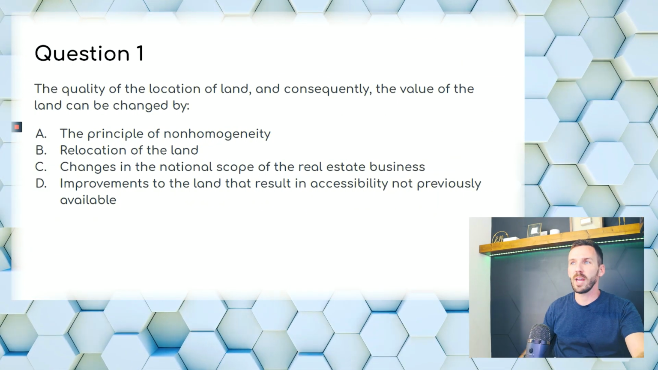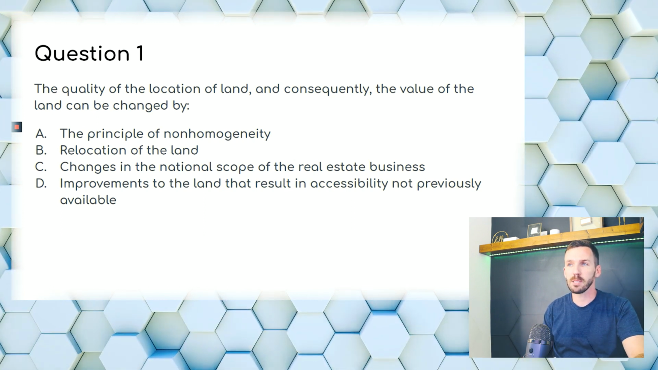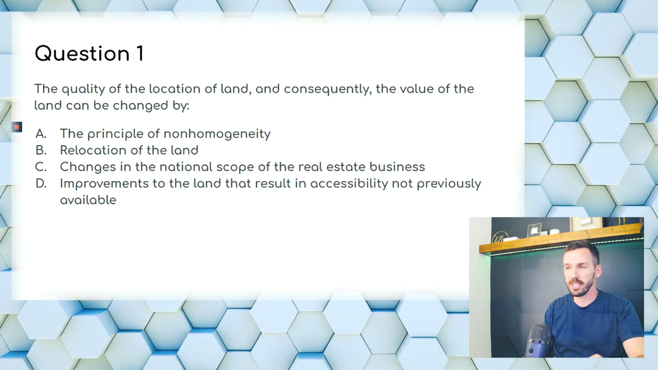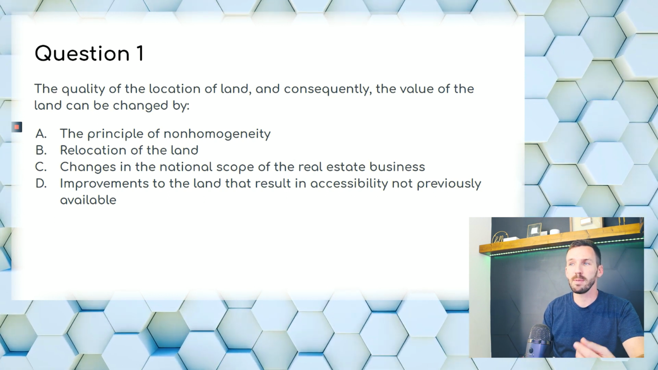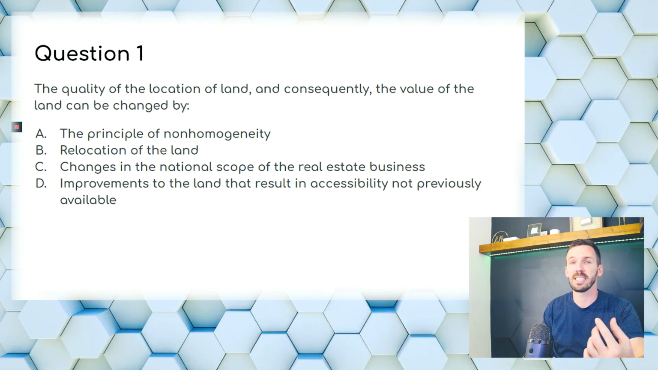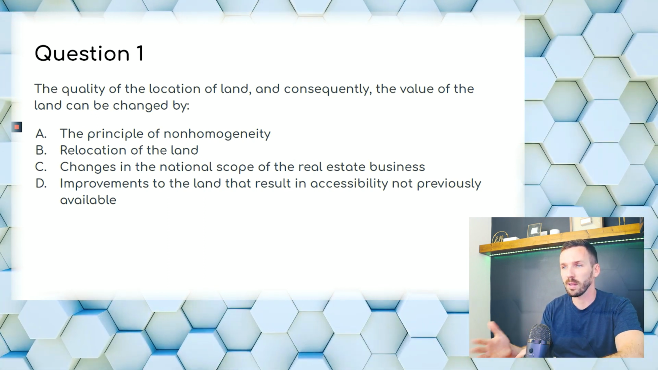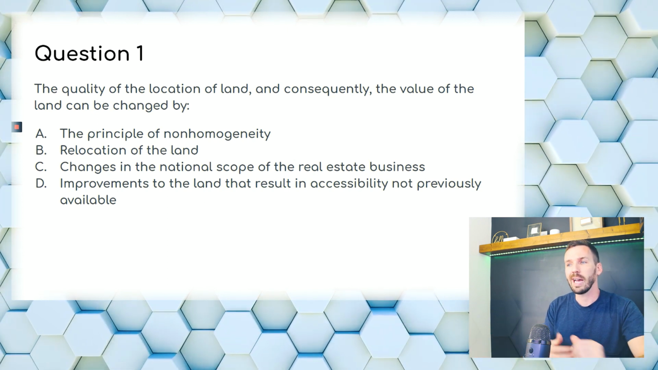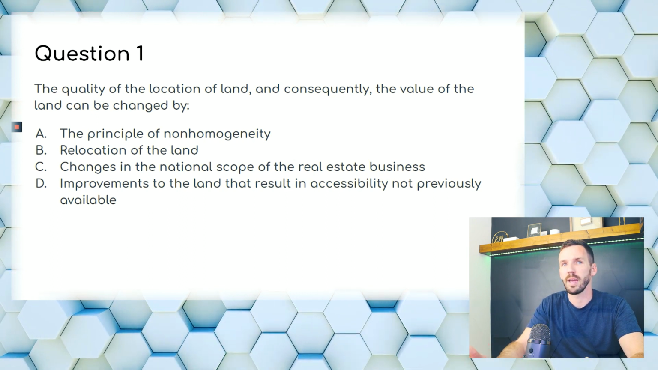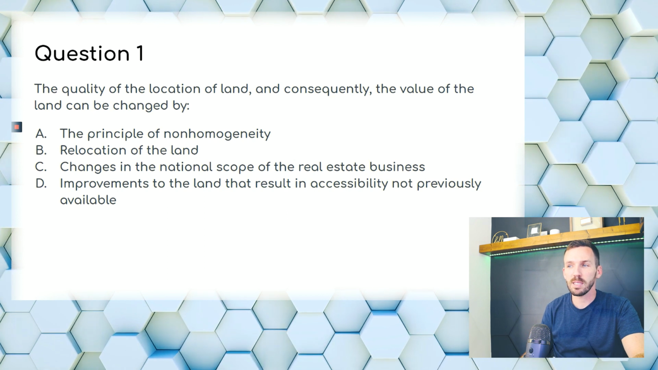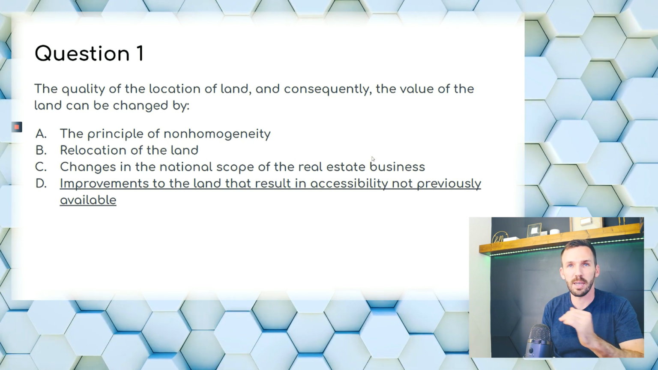Question 1. The quality of the location of land and consequently the value of the land can be changed by A. The principle of non-homogeneity, B. Relocation of the land, C. Changes in the national scope of the real estate business, or D. Improvements to the land that result in accessibility not previously available. So this is a confusing question, but uniqueness can't change the quality. You can't relocate land. External economic factors can influence the value, but not necessarily the quality of the land. But D, improvements to the land, can obviously change the quality and value. So you almost just have to pick off A through C.